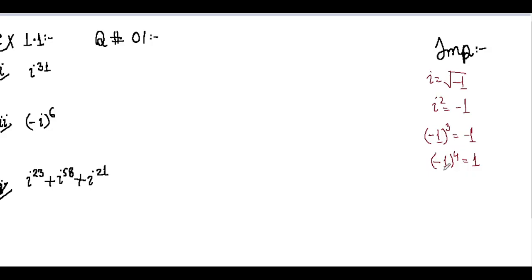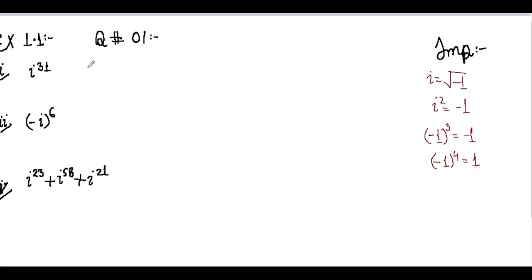So these are the basic things. To solve such questions as they are written over here, iota power 31, iota power 6 and all these powers, we have to solve them by making the powers multiples of 2, because we have the answer of iota square equals -1, as I've written over here. So you have to bring all these powers into multiples of 2 so that we can write those multiples of 2 in the form of iota square.